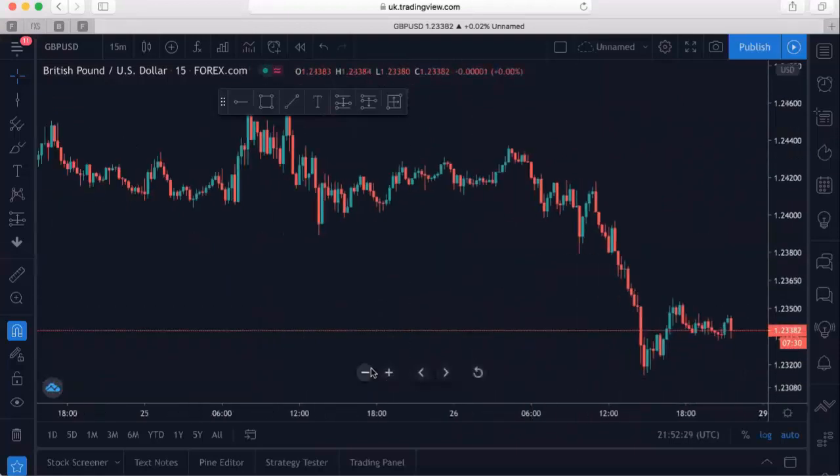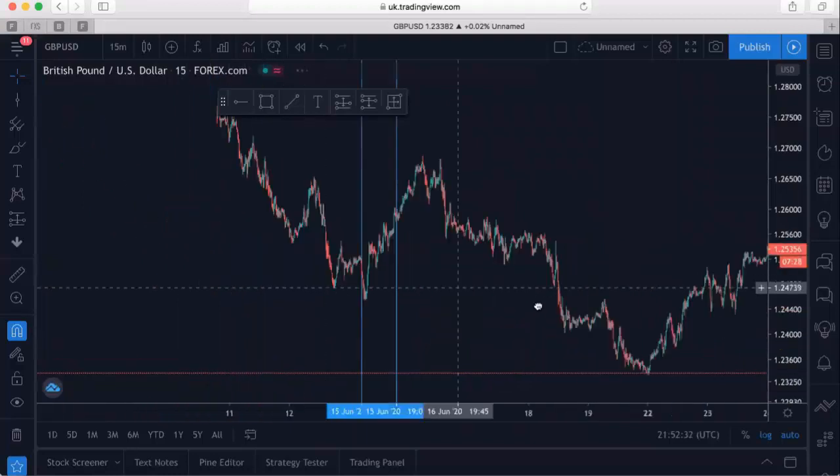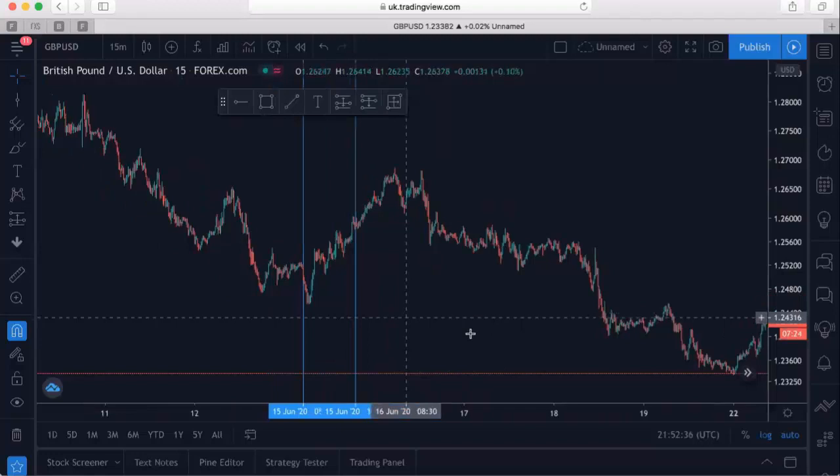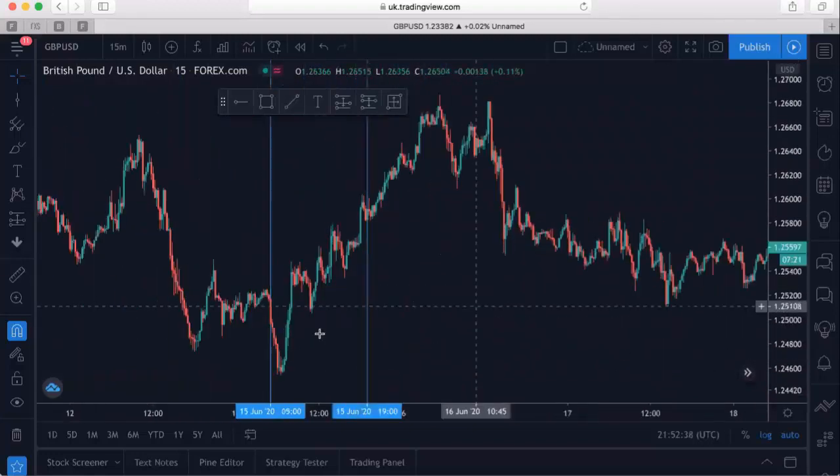Zoom out here. I picked out this day here, which is a beautiful, beautiful setup. You might be able to see the consistency with the trading day.